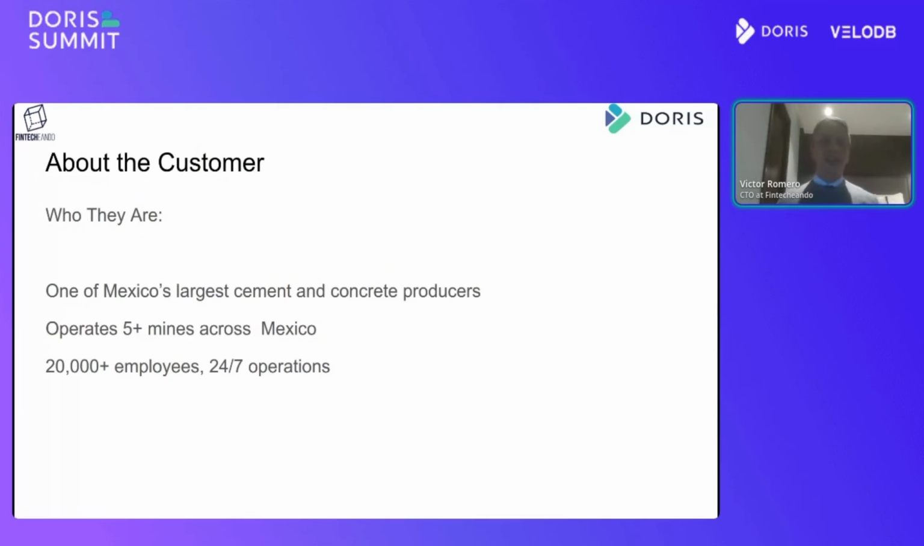In this case, about the customer, they are one of the largest cement and concrete producers. That is the reason that they are in the mining sector. They operate over 5 mines across Mexico. They have over 20,000 employees. They operate 24 hours a day, 7 days a week. So for them, the information is very critical in order to have real-time information and also to take decisions about the mining and the operation of the logistics.